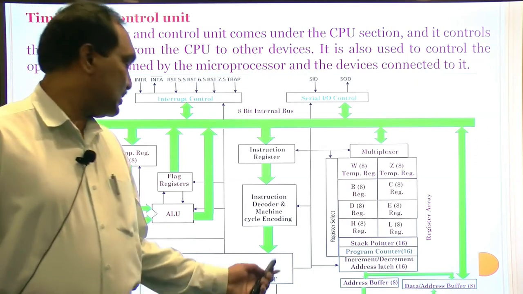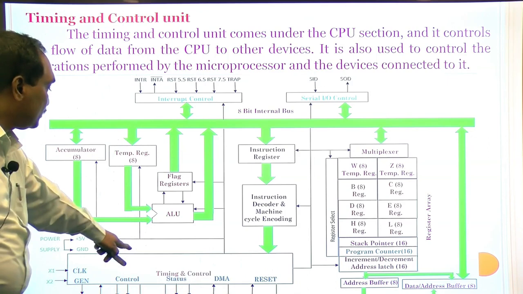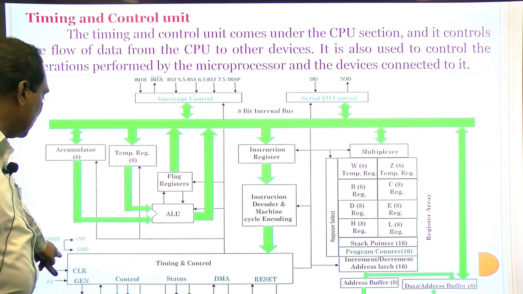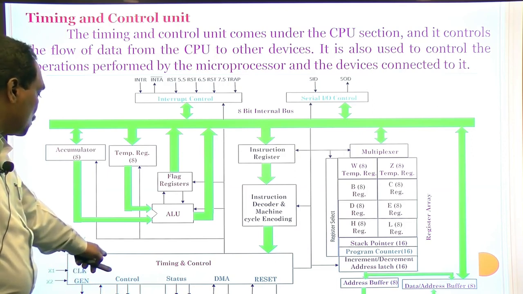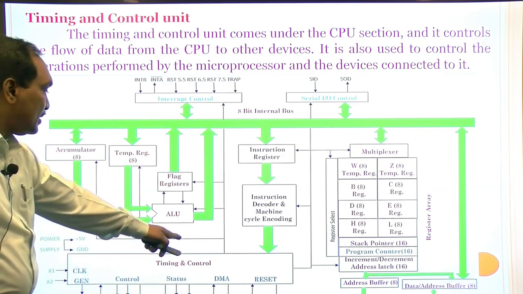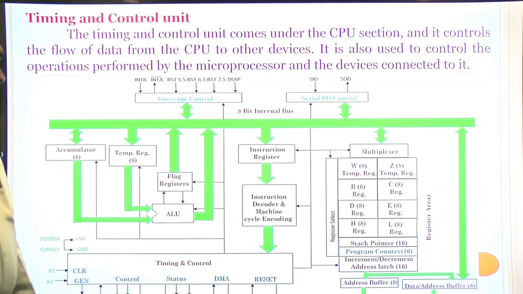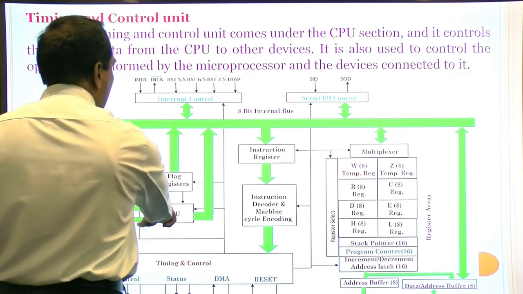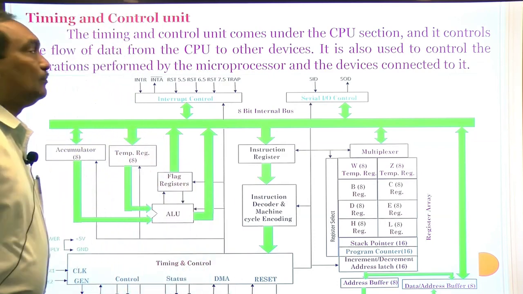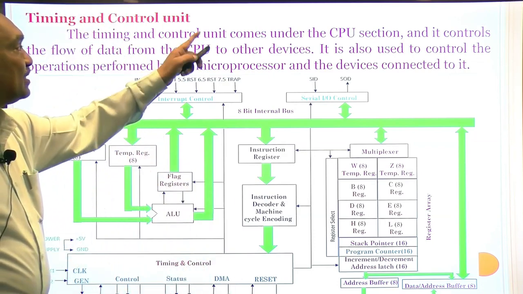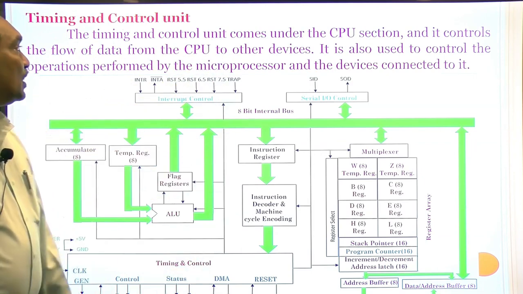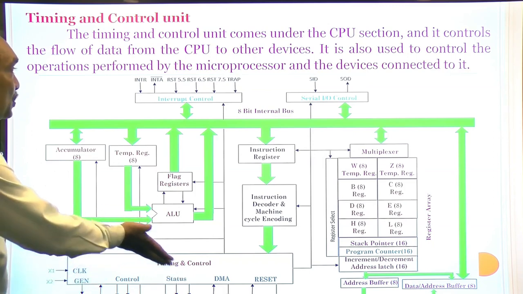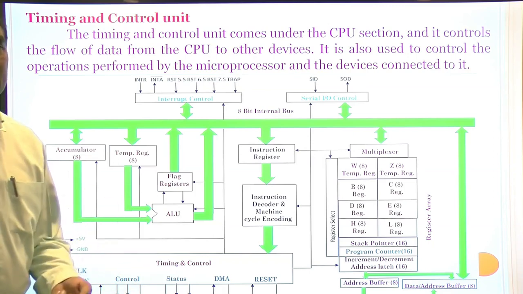The next part is the timing and control unit. The timing and control unit has several pins, that is clock pins, control pins, status flags, DMA pins, and reset pins, that is reset in and reset out. Of course, these are controlled by the timing and control unit. This control unit comes under the CPU section, the central processing unit. It controls the flow of data from the CPU to the other devices. What are the other devices here?